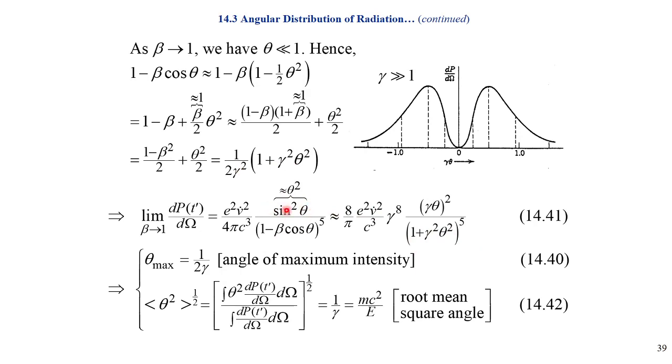And these terms, theta squared, we can rewrite into this form. Okay, we just try to simplify the expression. So the p t prime d omega, when beta is very close to 1, it just looks like this one. The distribution is here. So from this one, we can calculate the angle of maximum intensity is 1 over 2 gamma.